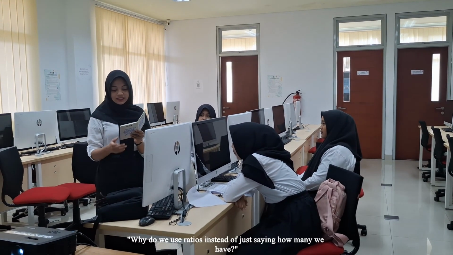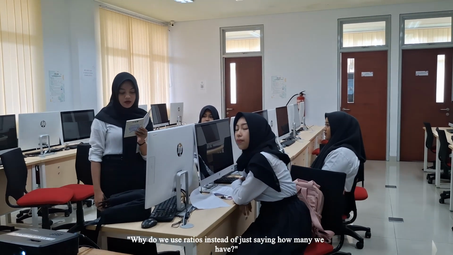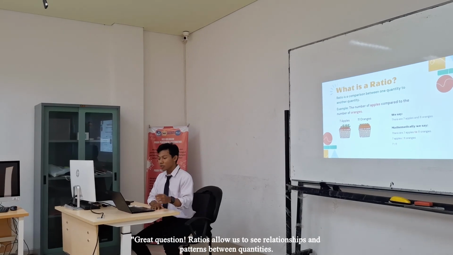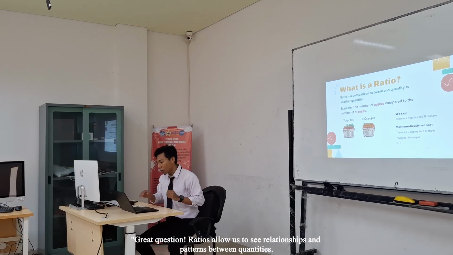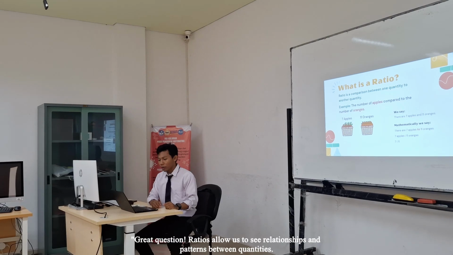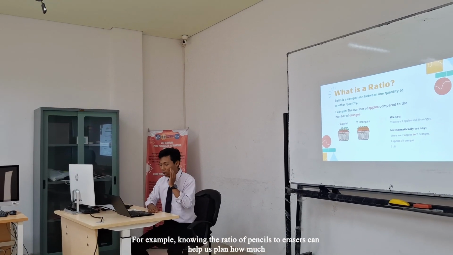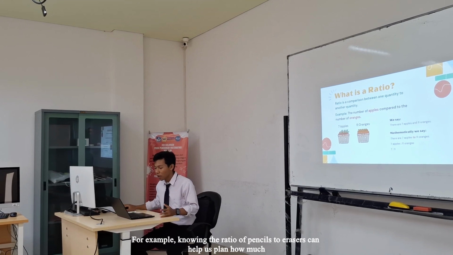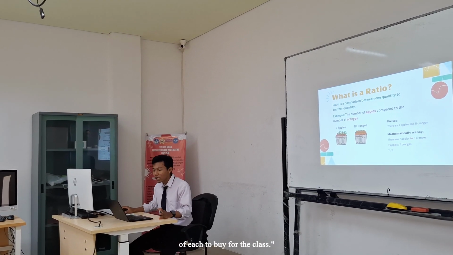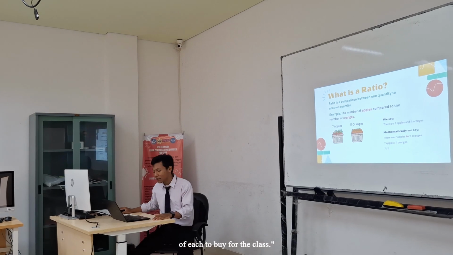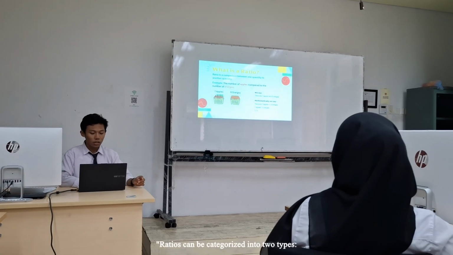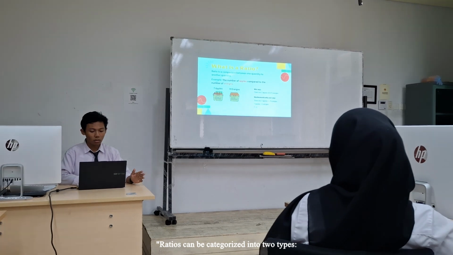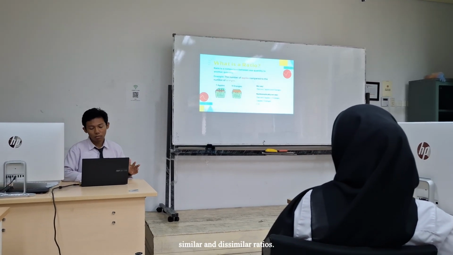Yeah, Siva. Why do we use a ratio instead of just saying how many we have? Good question. A ratio allows us to see relationships and patterns between quantities. For example, knowing the ratio of pencils to erasers can help us find how much of each to buy for the class. Ratios can be categorized into 2 types, similar and dissimilar ratio.